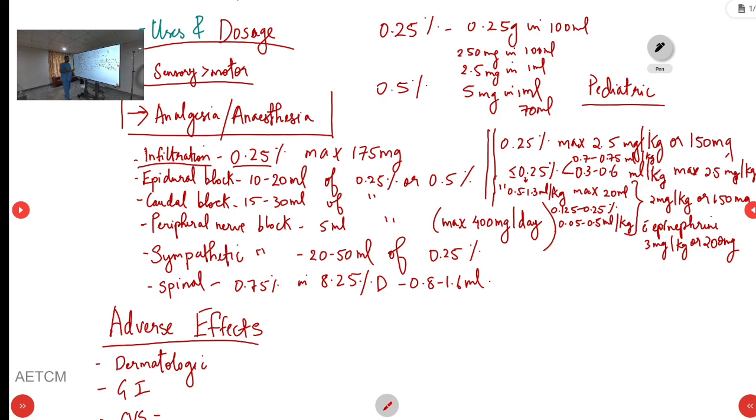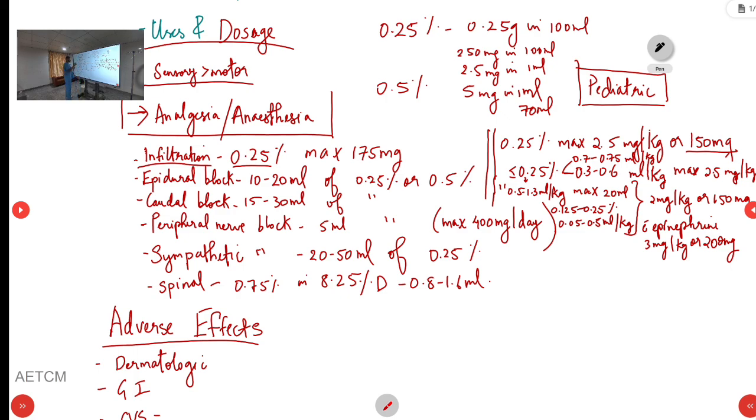But in the case of a pediatric population, we have the mg per kg dosage. The 0.25 percentage bupivacaine can be given at a maximum of 2.5 mg per kg, or a maximum dose of 150 mg, a little lower than the adult dose of 175 mg. So 150 mg will be the max dose we can give.